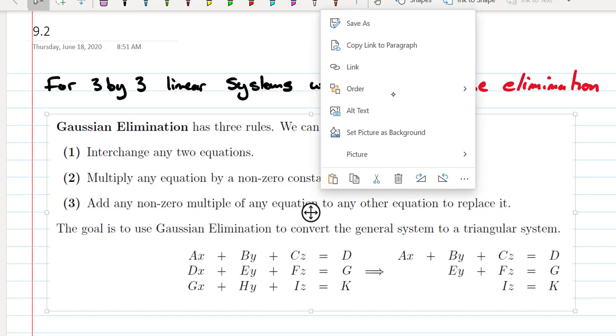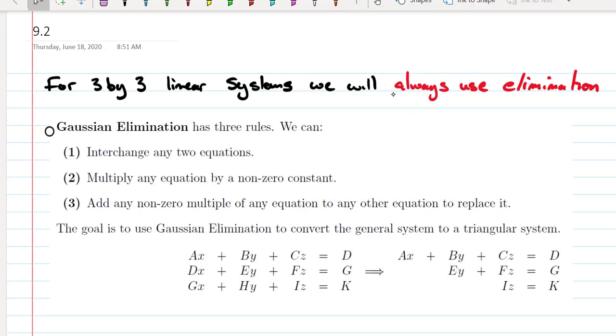So Gaussian elimination has 3 rules. We can, 1, interchange any 2 equations. 2, multiply any equation by a non-zero constant. And 3, add any non-zero multiple of any equation to any other equation to replace it. So this is really the same rules that we were using when we did elimination before, with one addition. When we had only 2 equations, interchanging 2 equations wasn't very helpful.